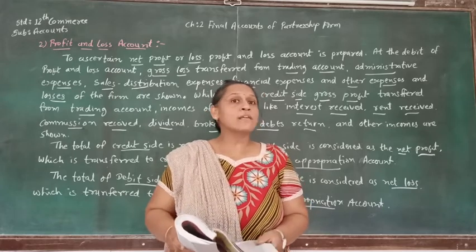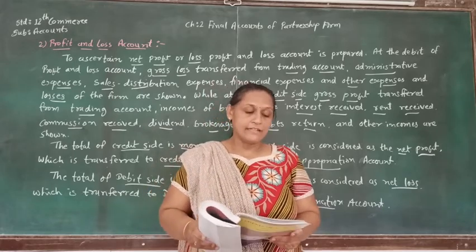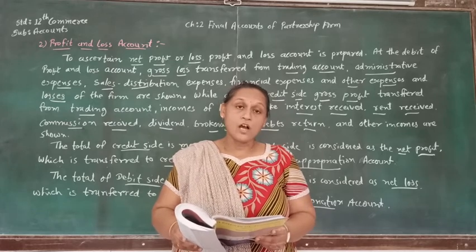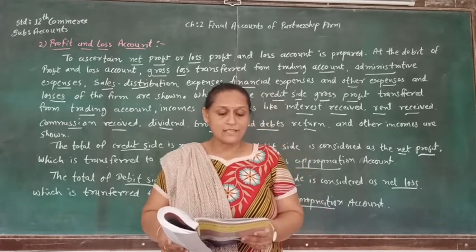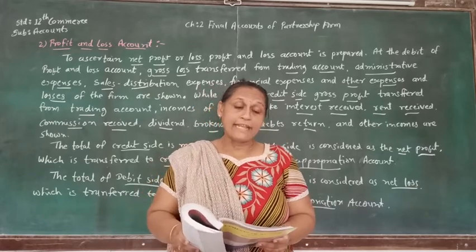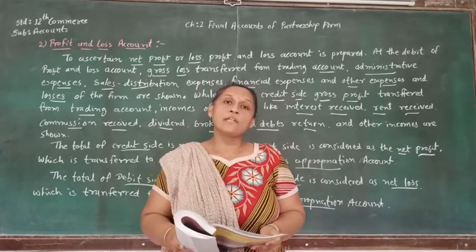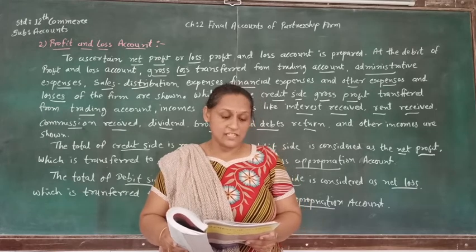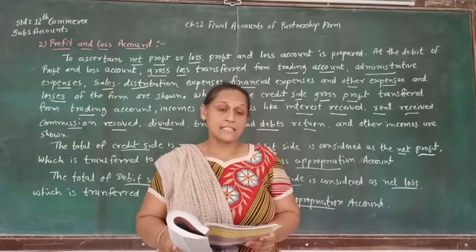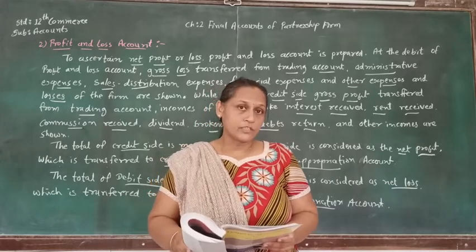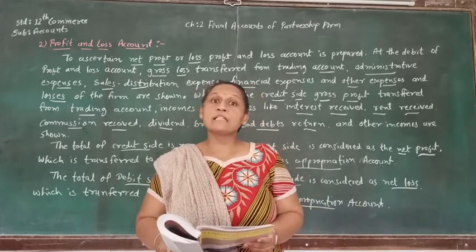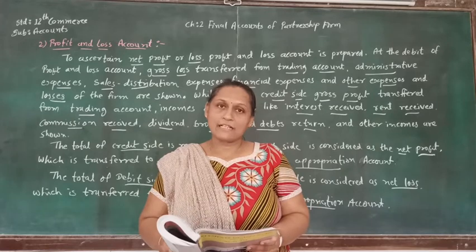The examples of administrative expenses are trading expense, salary, allowance, bonus, etc. Then there is rent expense, insurance premium, taxes, postage, printing and stationery, then legal charges, audit fee, electricity expense, and contribution to provident fund. So these are the administrative expenses.